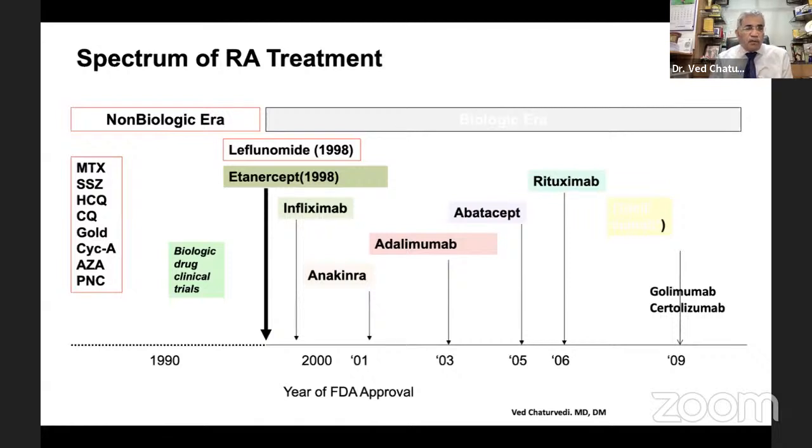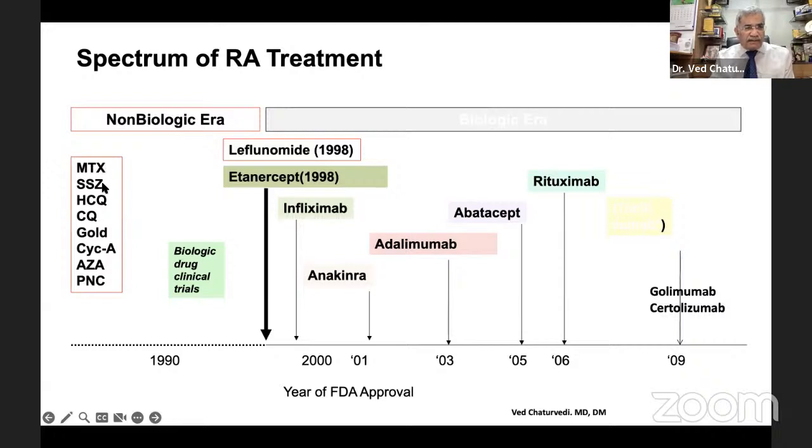Does anybody know who discovered methotrexate? Methotrexate was discovered by an Indian called Subba Rao. And you'll be surprised that Subba Rao's name is not there even in the textbook, because of the bias of the people he was working with in Europe. This is the time we must tell the world that the methotrexate drug was discovered by a person called Subba Rao. And so these are conventional, including leflunomide.